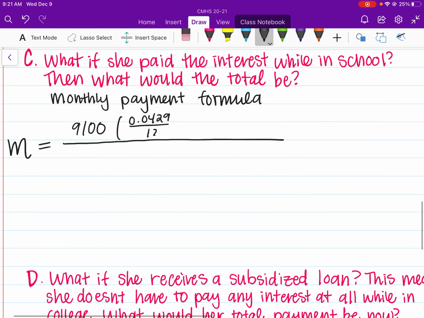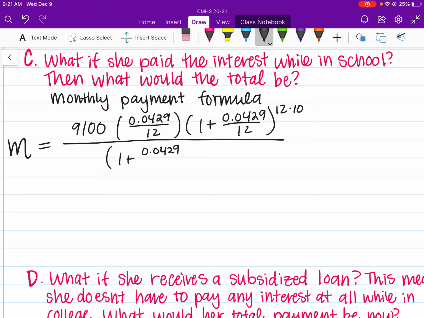0.0429. Oh, I just said 49 up there, didn't I? It's supposed to be 429 over 12 times 1 plus 0.0429 over 12 to the 12 times 10 power. Then on the bottom, 1 plus 0.0429 over 12 to the 12 times 10 power minus 1. If you're confused about where I'm getting that, it's the monthly payment formula in the notes from a couple of weeks ago. I just haven't memorized it, so I'm just plugging it in.